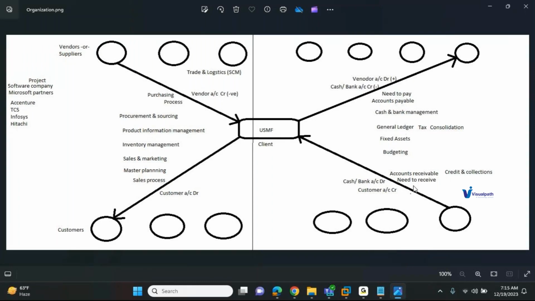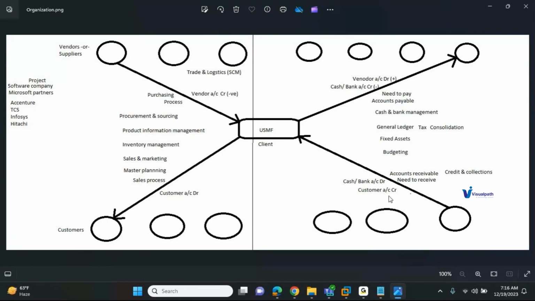If you want to do these things, we need cash and bank, because either through cash or bank you are receiving money. That is cash and bank, you need to understand. Once you understand cash and bank, you need to understand profitability. What is the profit? What is the loss? That is the general ledger.